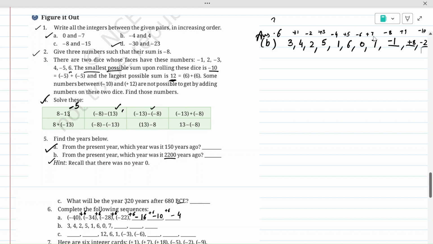So to find the another number, after plus 7, we'll have minus 8. So 7 plus minus 8 is minus 1. And then after minus 8, we have plus 9. Okay. So minus 1 plus 9 will give us plus 8. And then to get the another number, we'll have minus 10. So plus 8 minus 10 will give us minus 2. And so on, it will go on increasing. Okay. So this is how we have to do this question.